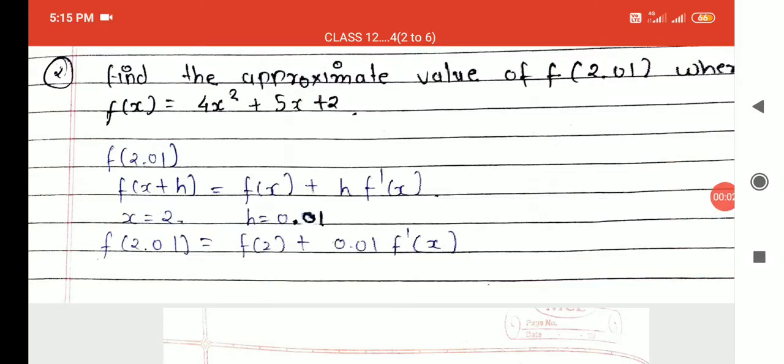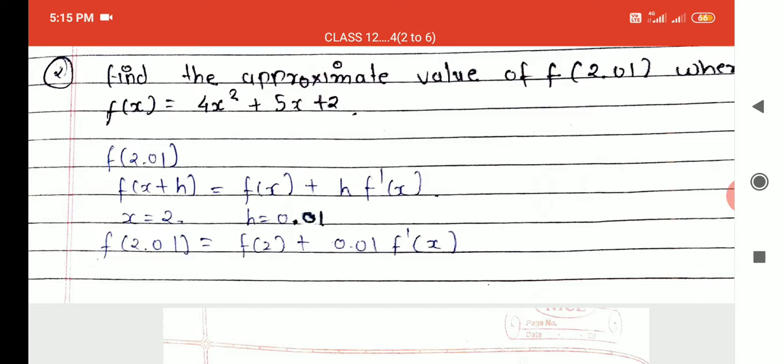Class 12 NCERT Maths, Chapter 6, Application of Derivatives, Exercise 6.4, Question 2. Find the approximate value of f(2.01) when f(x) = 4x² + 5x + 2. We have to find f(2.01). Let us write f(x + h) = f(x) + h f'(x), and here we take x = 2, h = 0.01.